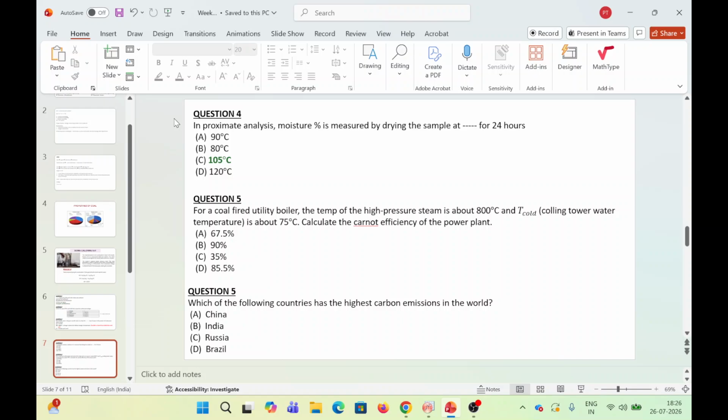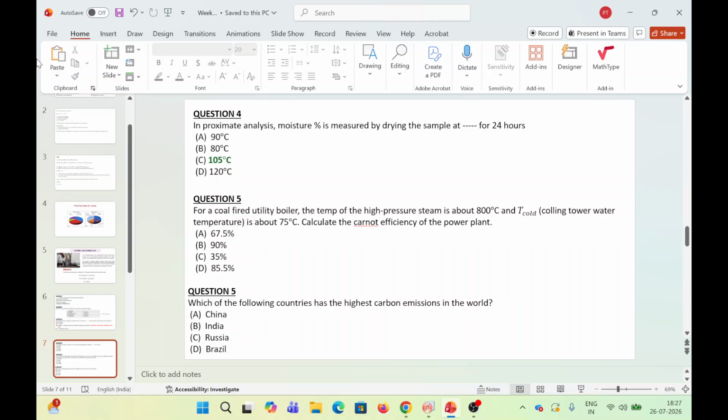This is how the guidelines have been defined: you dry a sample at 105 degrees Celsius for 24 hours, taking the weight of the sample before drying and after drying. The weight difference basically represents the weight of the moisture in the sample. That's how you find out the moisture percentage using proximate analysis.